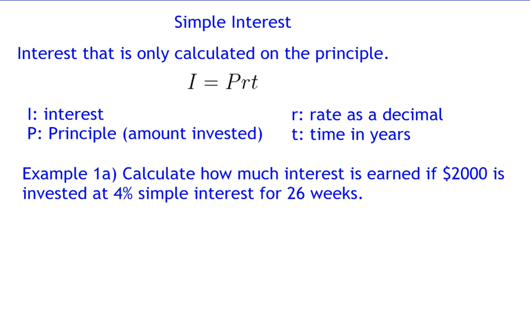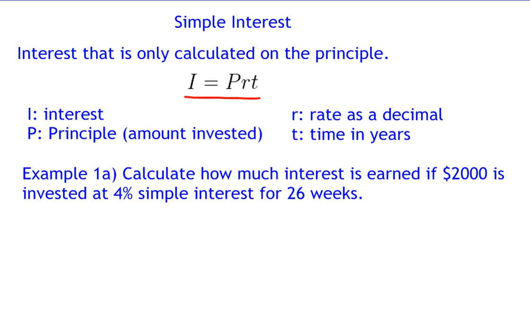So there's a formula here for simple interest. I stands for interest. P is the principal, or the amount invested or borrowed. R is the rate as a decimal, and T is always the time in years. So let's look at how we can use this formula.